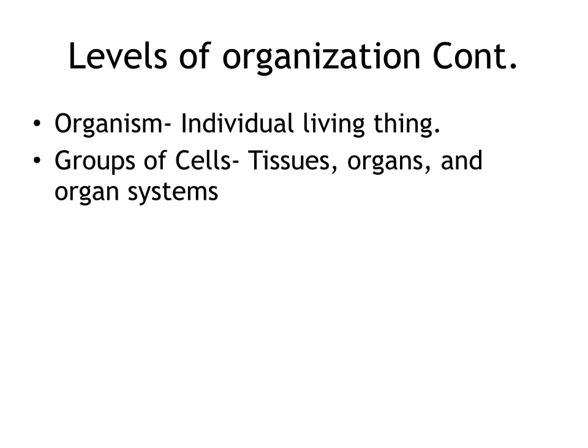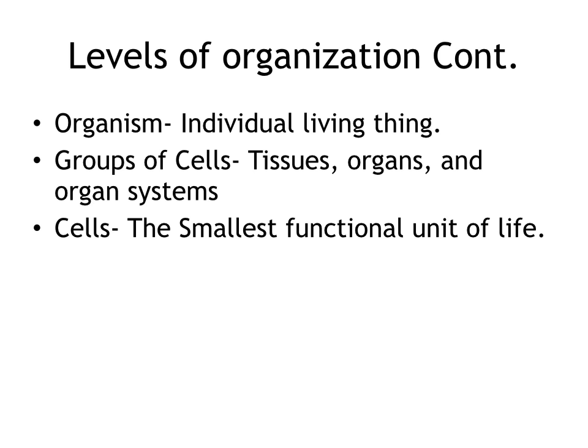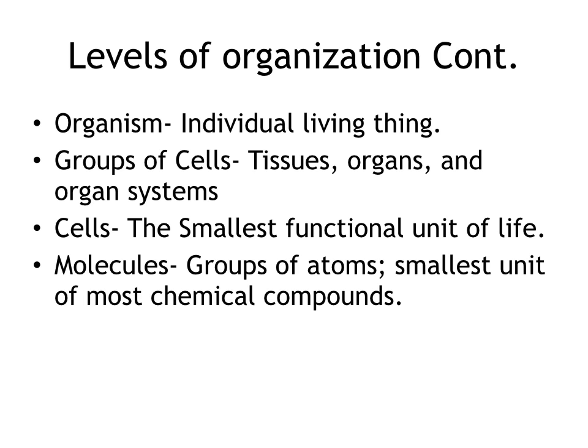Now, each organism is made up of a group of cells, right, tissues, organs, organ systems. And cells are the smallest functional unit of life. We saw that all living things are made up of cells. Molecules are groups of atoms, and they're the smallest unit of most chemical compounds. So atoms and molecules come together to form cells. They form groups of cells, which form a particular organism.